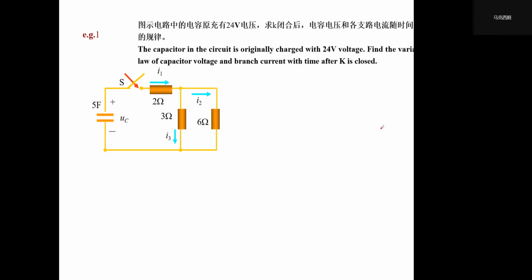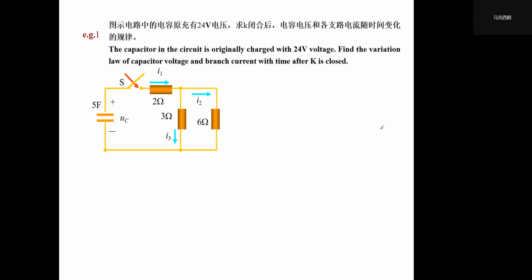So let's take an example. Let's see. Voltage on the capacitor, and once we close the switch, we would like to know the current and voltage on each branch, and how they change. So let's see.